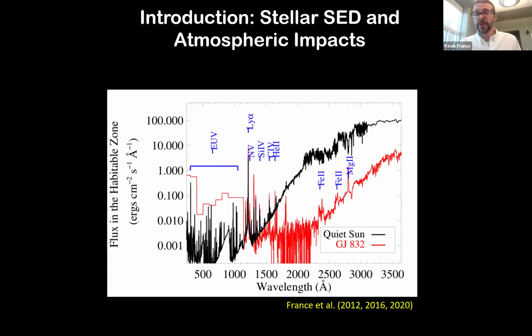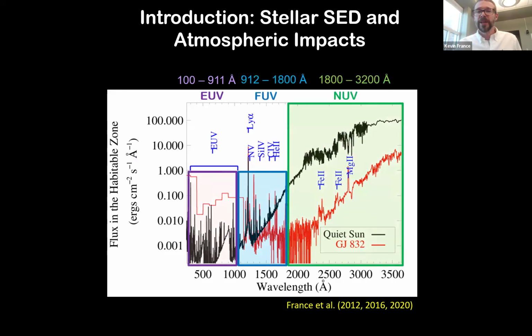A solar type star and a red dwarf star. So the quiet sun is shown here in black. Red dwarf, which is actually GJ832, which was just in the previous talk, was one of my top 4 favorite M dwarfs. And so we can break these things down into different UV bands, the near UV, the far UV, and the extreme UV. This is a linear plot, so X-rays are actually just squished off to one side. But again, each of these bits of the stellar spectrum have a different impact.